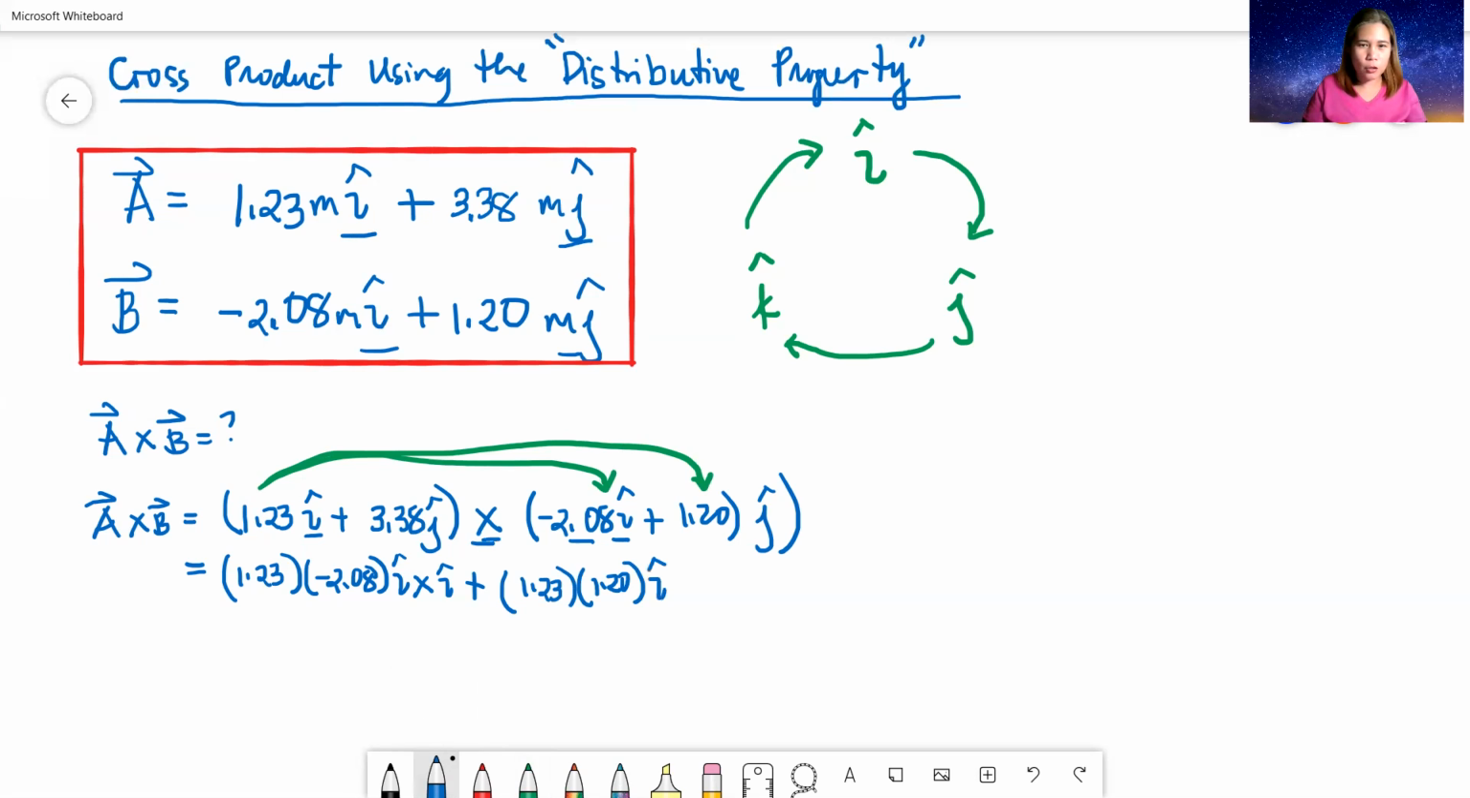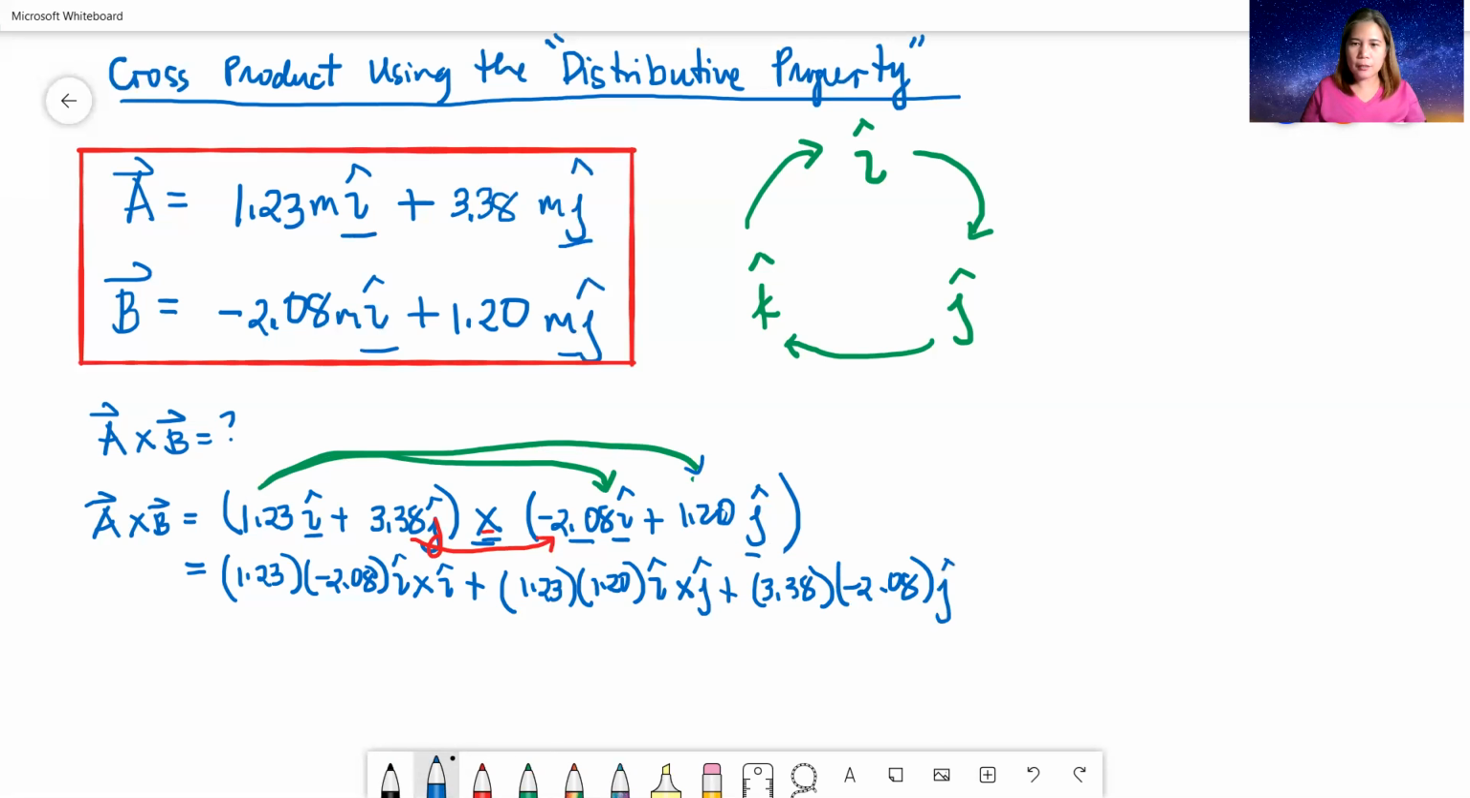And then I'll go to the unit vectors. I hat cross. I'm sorry, nakalimutan ko si J hat dito. Okay, let me rewrite this again. 1.20 J hat. Ayan. So, where was I? There, 1.23, 1.20. And then I cross J for this one. And then the other one, middle times middle term. So that would be positive 3.38 times negative 2.08. And then I have J, this is J cross I.